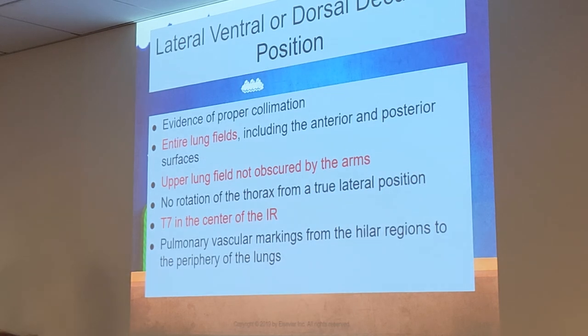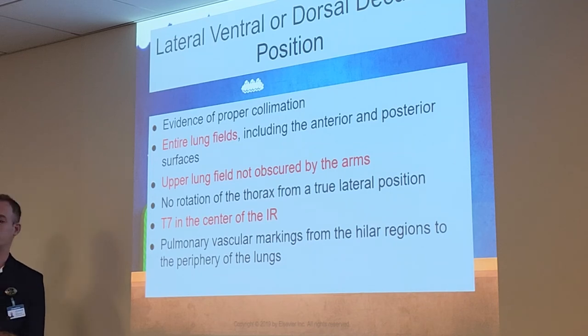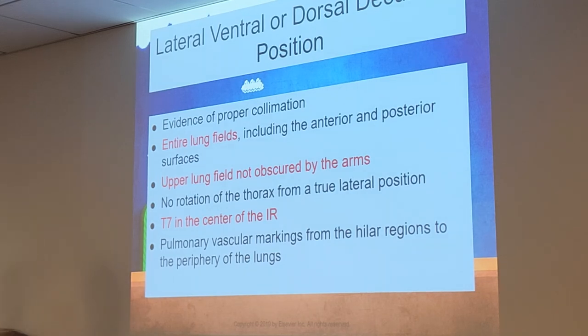So same thing, guys, it should sound very familiar. It's that same evaluation criteria: evidence of proper collimation, the entire lung fields from apices to costophrenic angles, including the anterior and posterior surfaces. Very important, because we have to make sure we elevate the body so we're not chopping off the front or back of the lungs. Upper fields of the lungs should not be obscured by the arms. We've got to make sure those arms are nice and out of the way. No rotation, achieved from a true lateral, and T7 at the center of our IR. Once again, we have to prop the patient up to make sure they're at the center point of that cassette. And the hilar regions should be visible as well, those vascular markings.